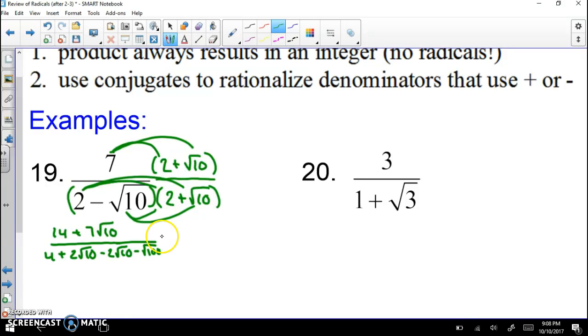At this point, we're going to look to simplify. Right now, we can't combine anything in our numerator, so it's just going to stay as 14 plus 7 square root of 10. But now if we look at our denominator, the first thing you're going to see is the middle terms cancel out, which is good. That was the whole point of multiplying by the conjugate. So we're left with our first term, 4. Now, if you look at your last term, square root of 100 is a perfect square, which would simplify to negative 10. So 4 minus 10 gives us negative 6.